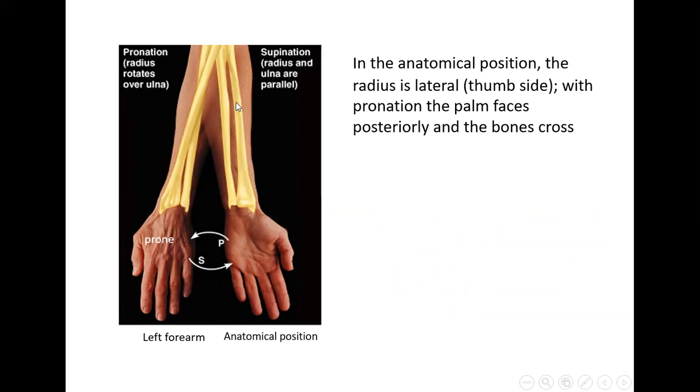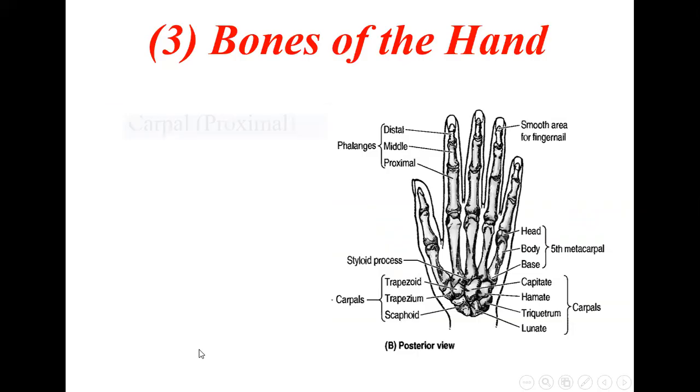With pronation, the palm faces posterior and the bones cross. When you twist like this, the bones cross each other. If you see here, this is the ulna and the radius has crossed the ulna. This crossing is called pronation. So this is supination, and this is pronation. This is the anatomical position, and this is when you twist and turn.